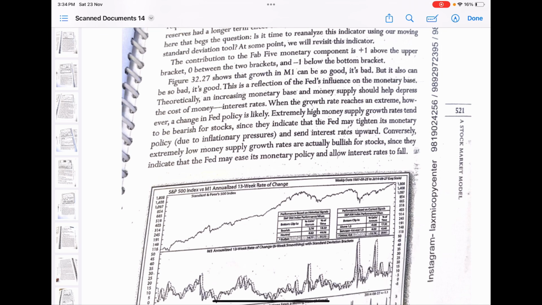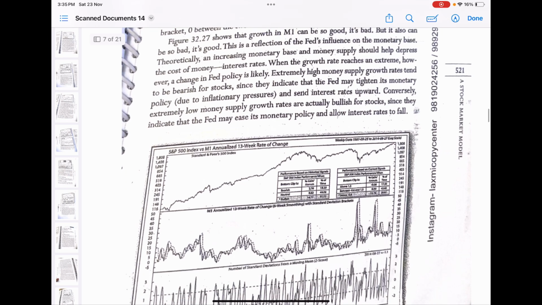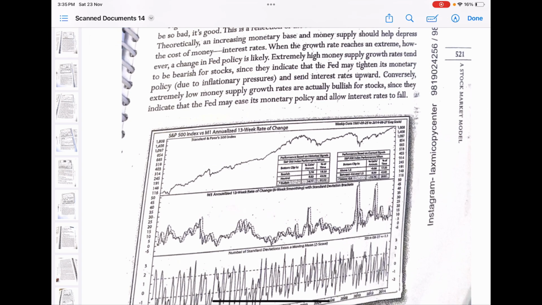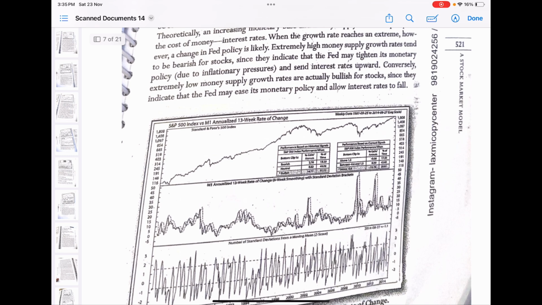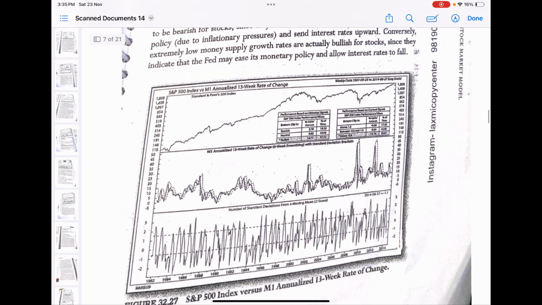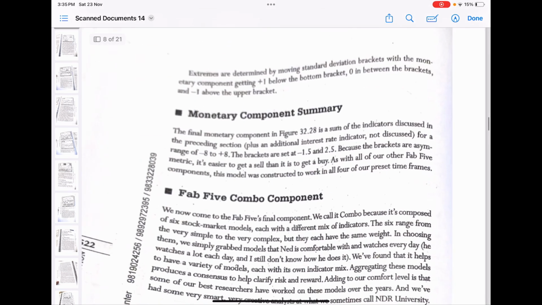Figure 32.27 shows that growth in M1 can be so good, it's bad, but it also can be so bad, it's good. This is a reflection of the Fed's influence on the monetary base. Theoretically, an increasing monetary base and money supply should help depress the cost of money, interest rates, when the growth rate reaches an extreme. However, a change in Fed policy is likely. Extremely high money supply growth rates tend to be bearish for stocks since they indicate that the Fed may tighten its monetary policy due to inflationary pressures and send interest rates upward. Conversely, extremely low money supply growth rates are actually bullish for stocks since they indicate that the Fed may ease its monetary policy and allow interest rates to fall.